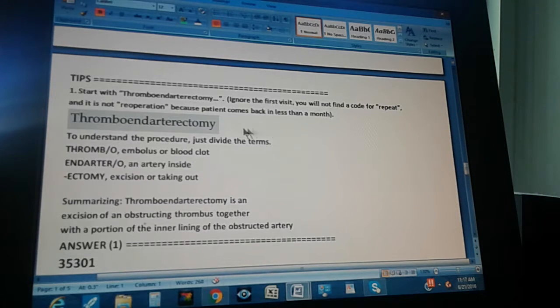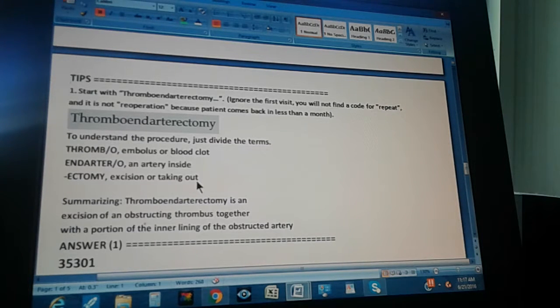Now, so you can understand, because this is kind of a difficult word, just divide the terms, right? Thrombo means embolus or blood clot. A blood clot, like solid blood that is clotting the flow of the blood, right? Right. What's endarteral? Endarteral is an artery inside. An artery or one of those tubes that is inside, right? And ectomy means? Excision or taking out. Excision or taking out the embolus and part of the artery inside, right?